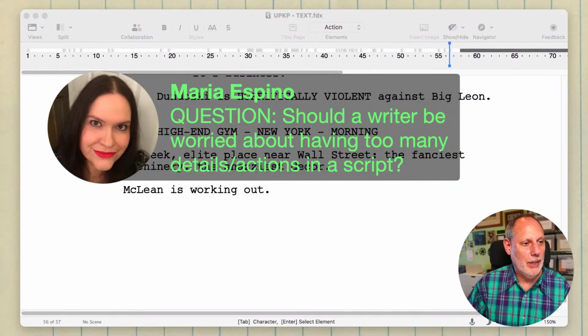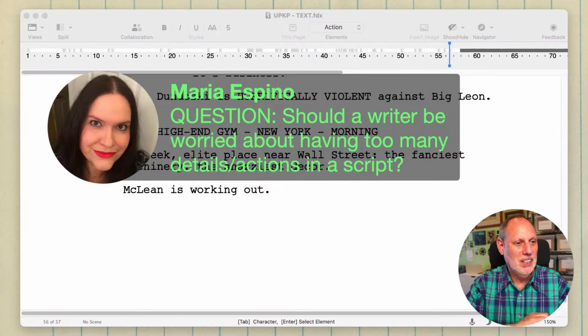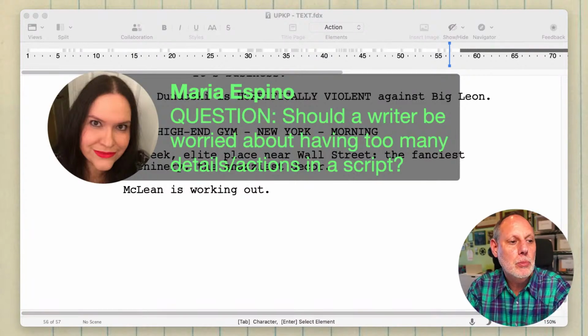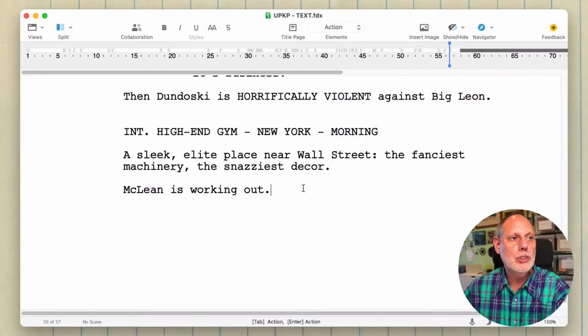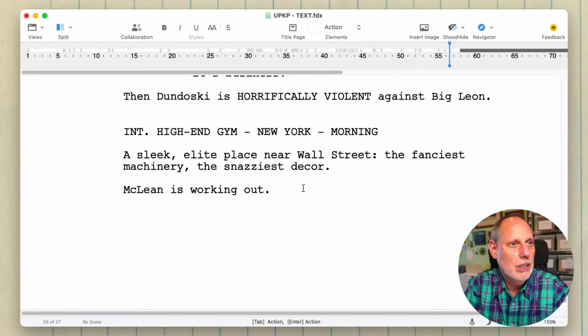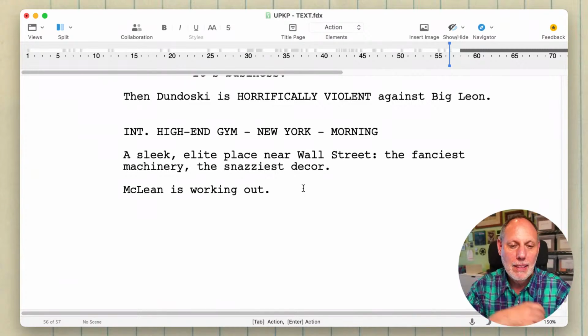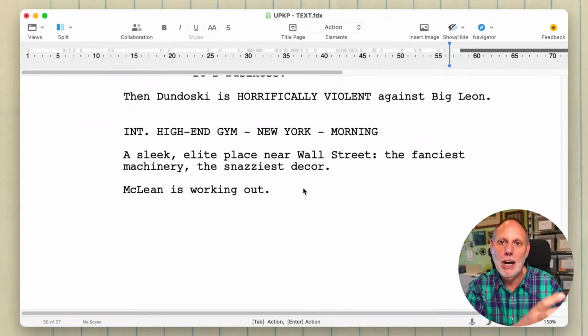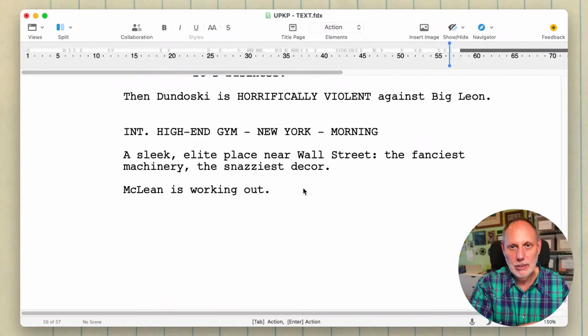Yes, a writer should be worried about that, Maria. Should a writer be worried about having too many details and actions in a script? Absolutely. You do not want to over-describe and slow down the read. The main thing that you're trying to do is get people to keep moving through the story, keep turning the page, not to get bogged down with details.